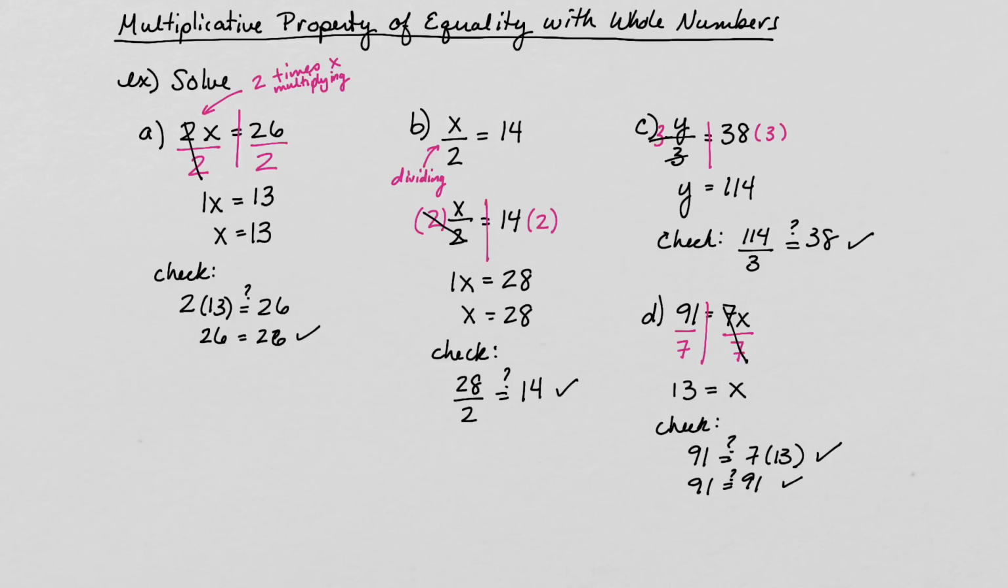Yeah, it definitely is. So the multiplicative property of equality is basically the same as the addition one. It's just saying you can do the same thing to both sides of the equation, and we want to do the opposite operation. So if something's added, we're going to subtract. If something is multiplied, like here or here, we're going to divide. And if something is divided, like here or here, then we're going to multiply.